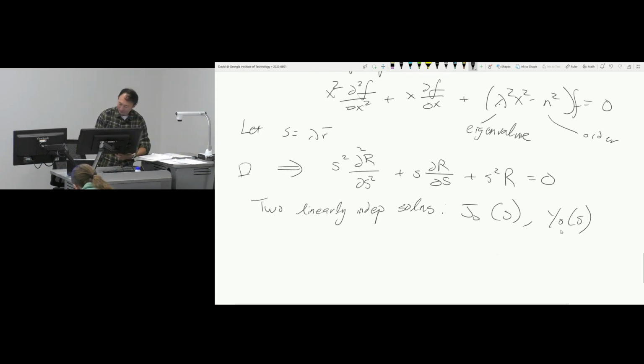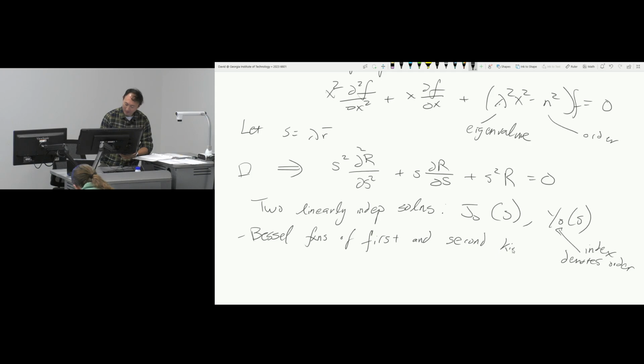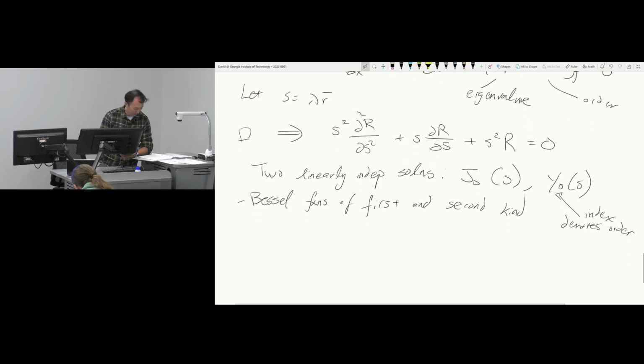Where this index denotes the order, the order of the Bessel equation. And people use these so much they call these Bessel functions, functions of the first and second kind. J naught and Y naught. And they kind of look like this.